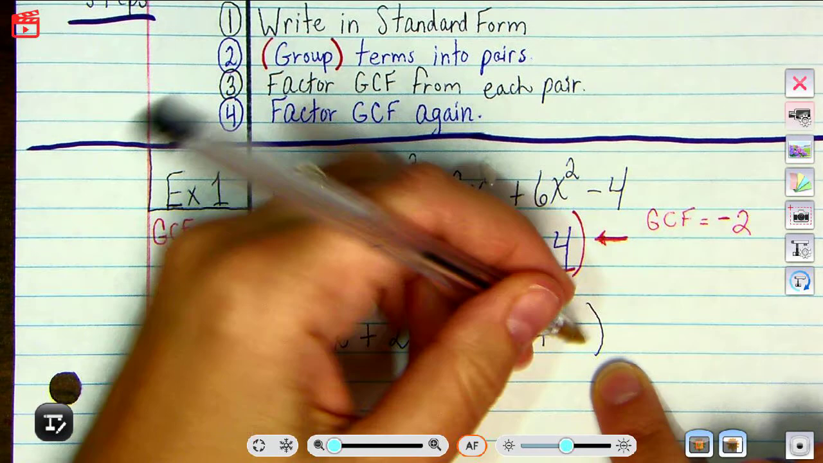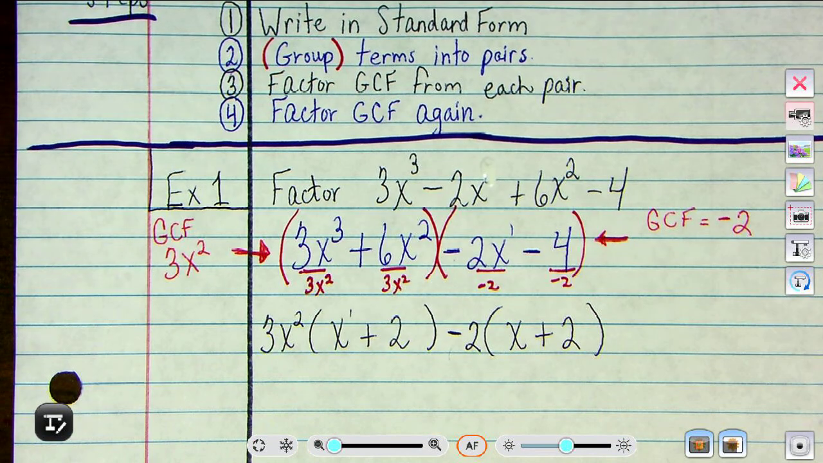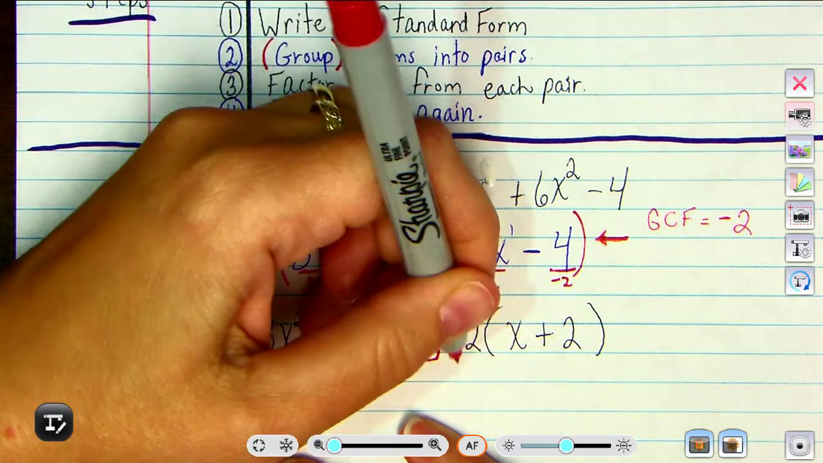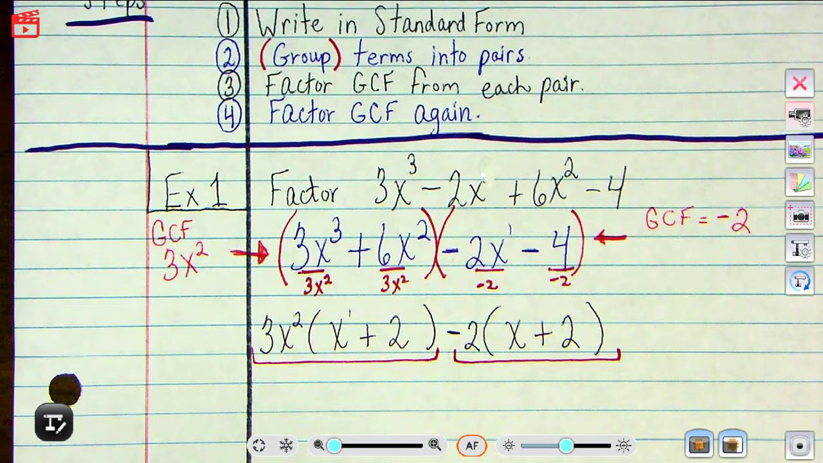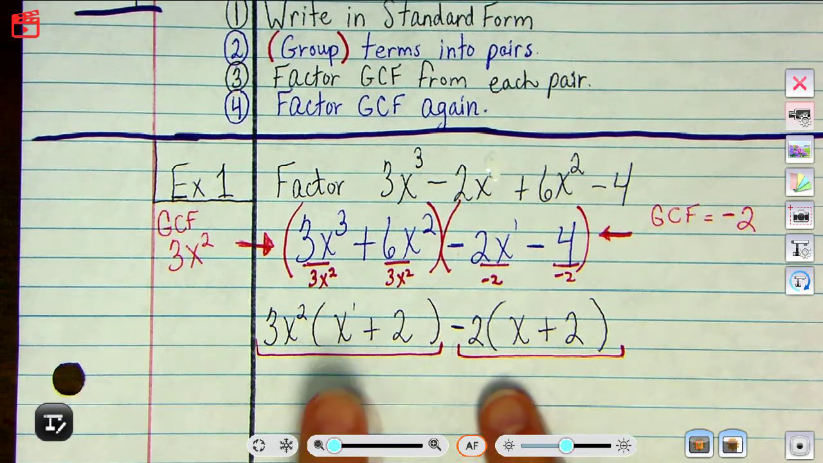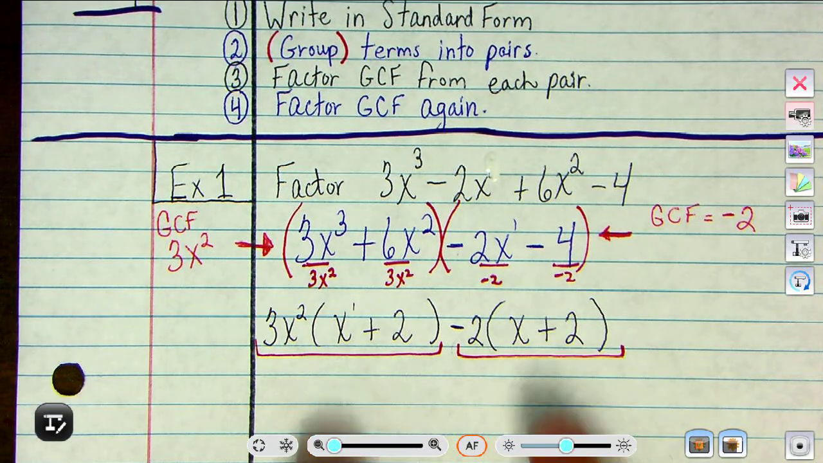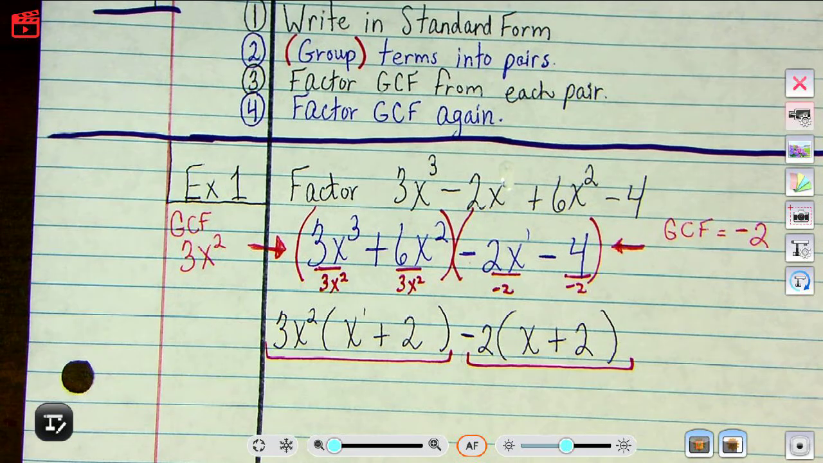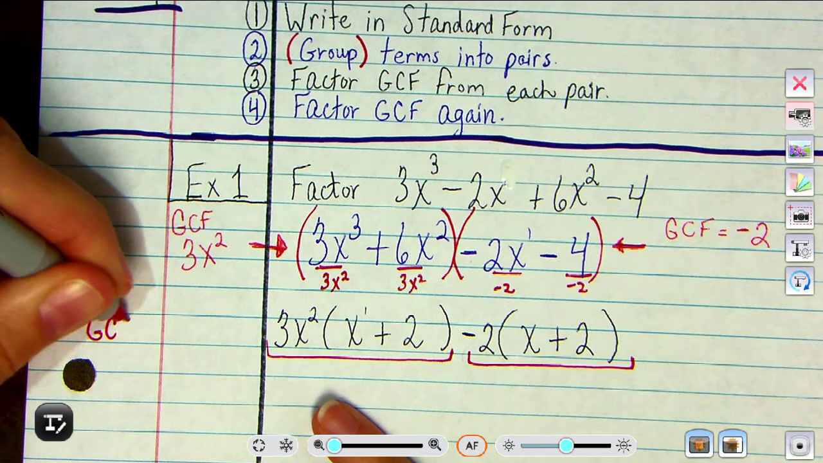4 divided by 2 is 2. All right, so I've got 3x squared times x plus 2 minus 2 times x plus 2. So I'm thinking of these as this term and this term. So all of this together, all of this together. So now I'm looking at the greatest common factor for each of these.